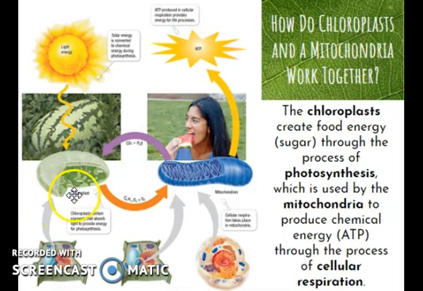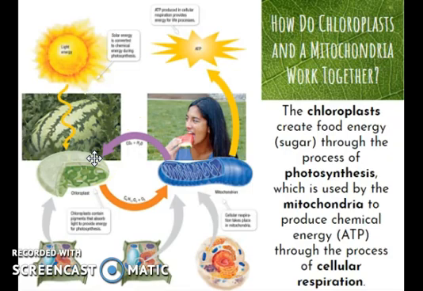And so what goes into the mitochondria, the sugar and the oxygen, is what the mitochondria need in order to do cellular respiration. And then what comes out of the mitochondria, the water and the CO2, the waste products, are what is needed by the chloroplast in order for the chloroplast to function.